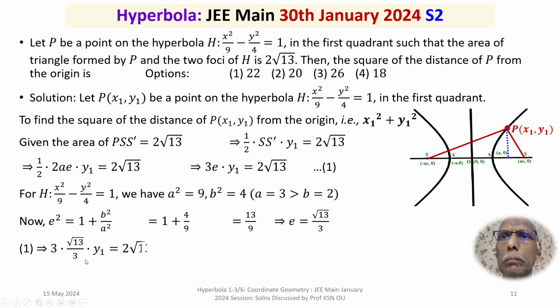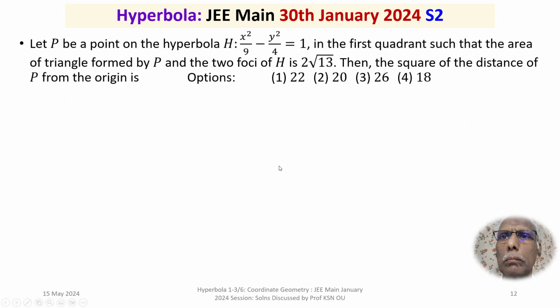From equation 1 you will get 3 into root 13 by 3 into y1 is equal to 2 times root 13. 3 cancels and root 13 cancels, and y1 will be equal to 2. When you get y1 equal to 2, you can also use the fact that P x1 y1 lies on this hyperbola and get x1. That we will do in the next slide. We have y1 is equal to 2.